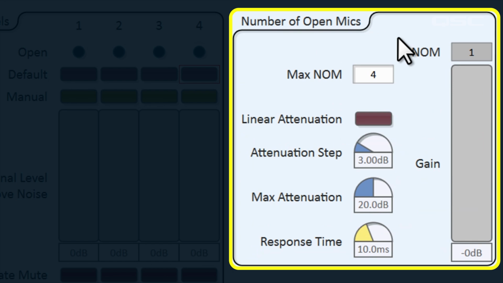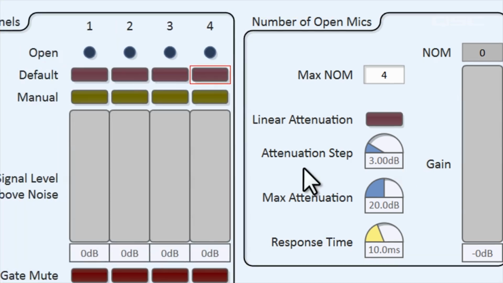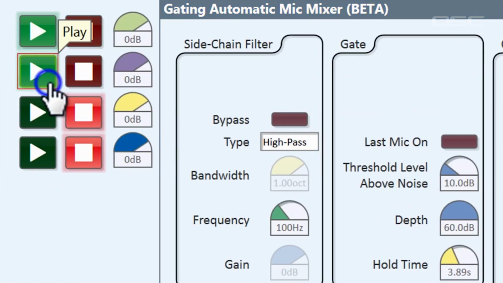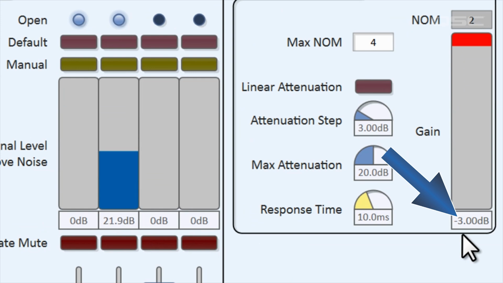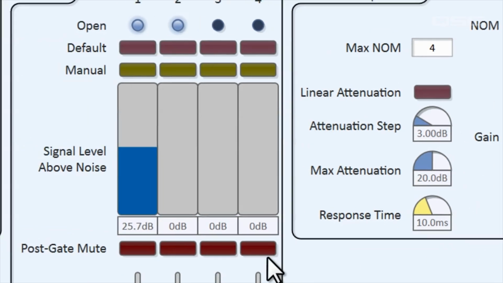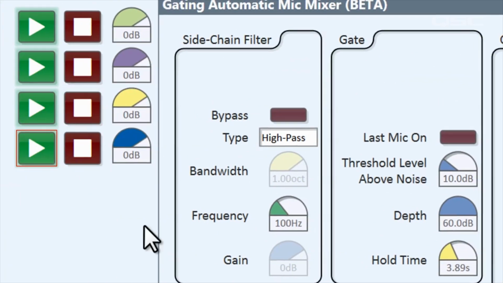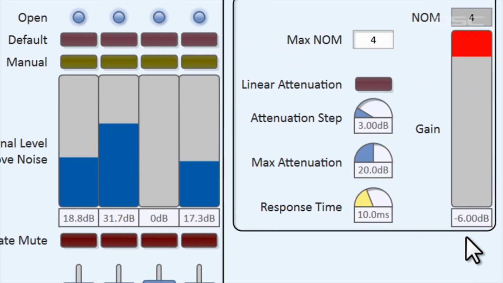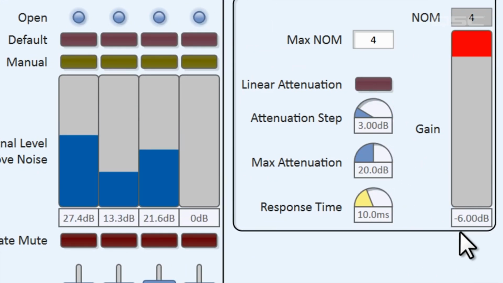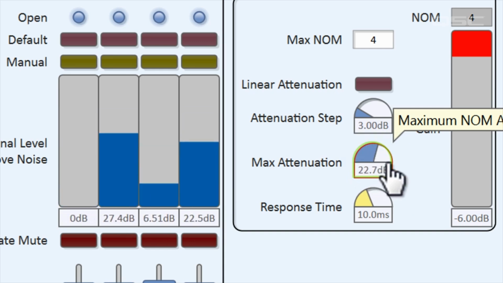Like the gain sharing mixer, this mixer will attenuate channels when many are open at a time based on the settings here. Every time the number of open mics doubles, one attenuation step will be applied to all channels. So by these default settings, when we go from 1 open mic to 2 open mics, each will be attenuated by 3 decibels. If we go from 2 open mics to 4 open mics, each will be attenuated by 6 decibels, or 2 steps. You can set a maximum attenuation that will cap these steps here.